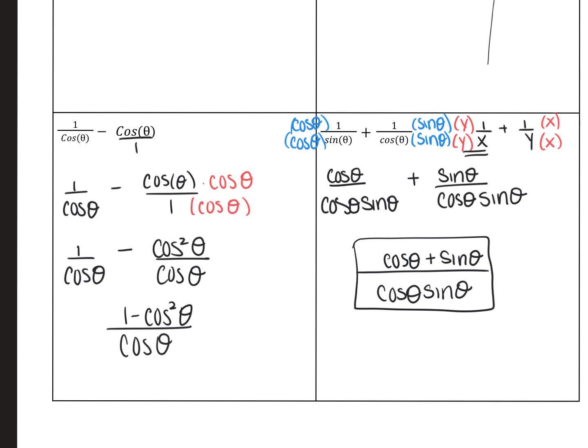Now, I know a lot of you are thinking, well, can I cross off the coses and cross off the sines? The answer is no. You cannot cross them off because the numerator is attached by addition.